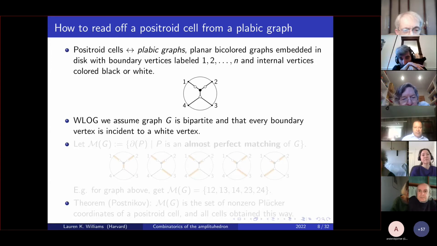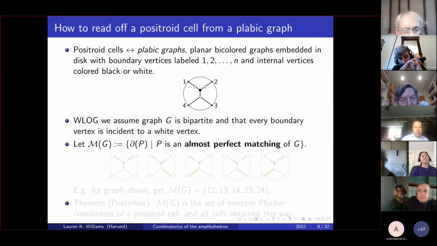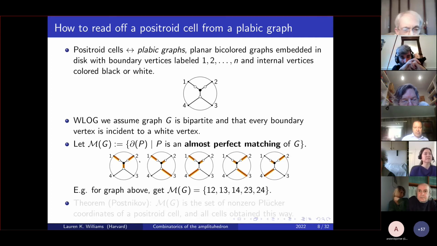One can do this very nicely in terms of matchings. So M(G) is going to be a collection of subsets defined using what are called almost perfect matchings. Okay, so what is an almost perfect matching? I'll illustrate with this picture here. I've copied the graph from above 5 times because there are 5 almost perfect matchings, and an almost perfect matching, shown in orange, is a collection of edges such that every internal vertex is incident to exactly one orange edge, and I don't care whether or not the boundary vertices are incident to an orange edge or not.